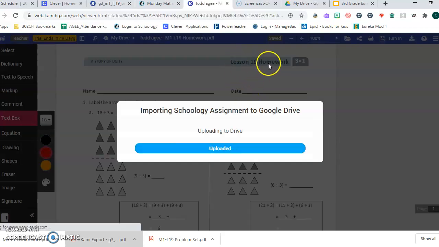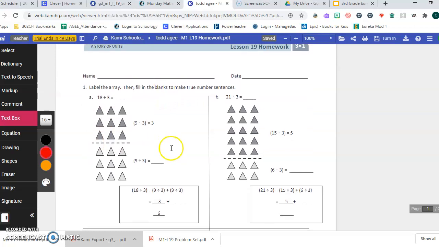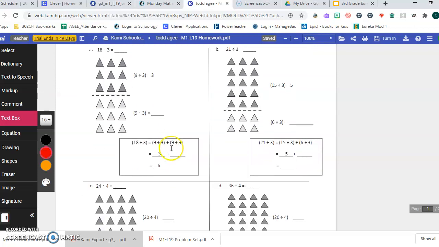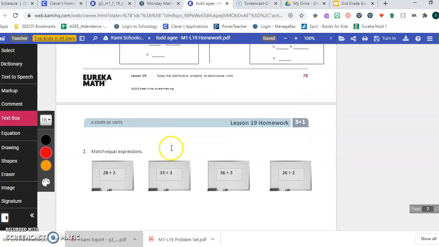And the lesson 19 homework is just like the problems that we just did, maybe even a little bit easier, but still, don't get frustrated. This is kind of challenging. I want you to work on this for 15 to 20 minutes and submit your work. Good luck, do your best. You can do it.